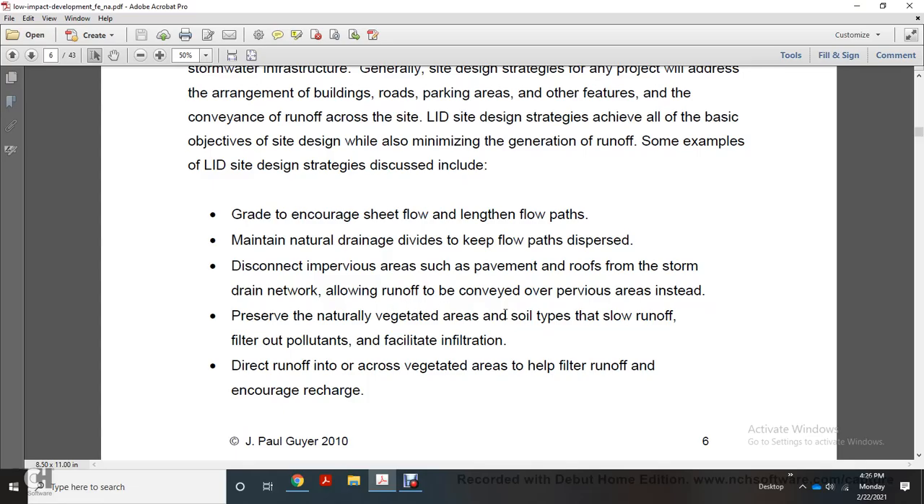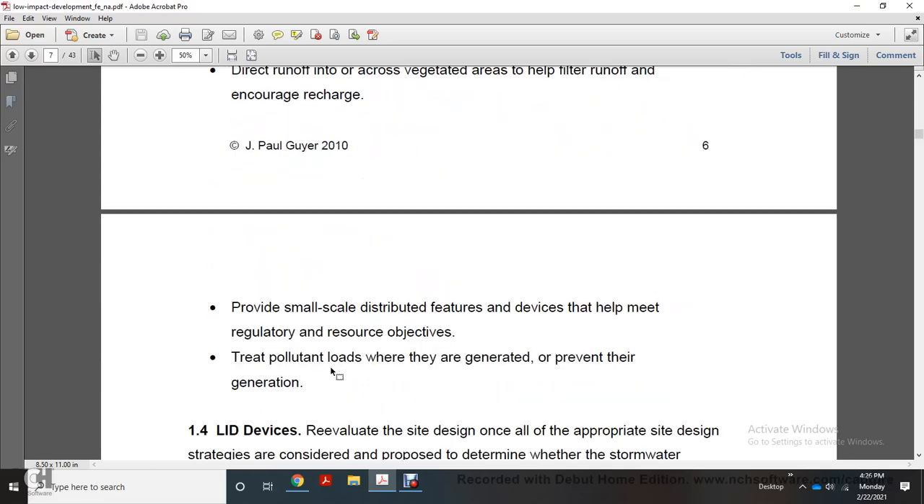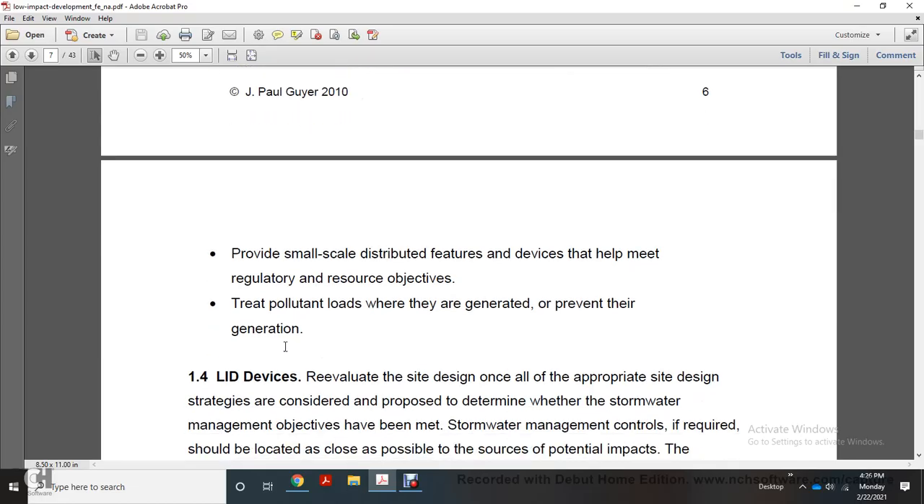Preserve natural vegetated areas and soil types, which slow runoff, filter out pollutants and facilitate infiltration. Direct runoff into and across vegetated areas to help filter runoff and encourage recharge. Provide small-scale distributed features and devices that help meet regulatory requirements and resource objectives. Treat pollutant loads where they are generated to prevent their regeneration.